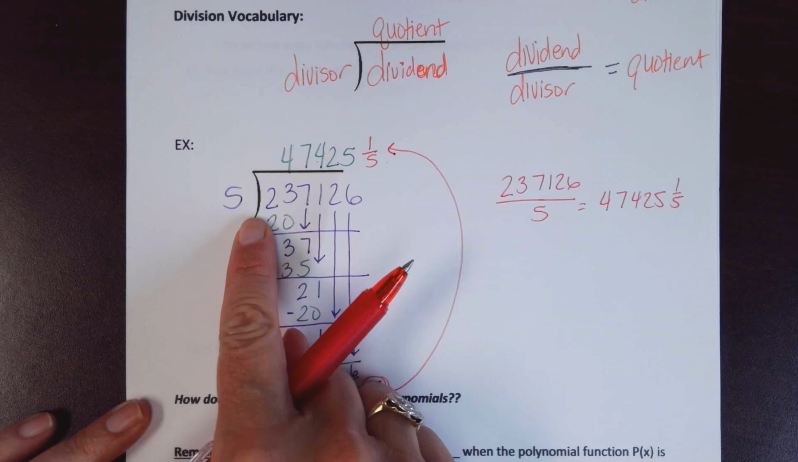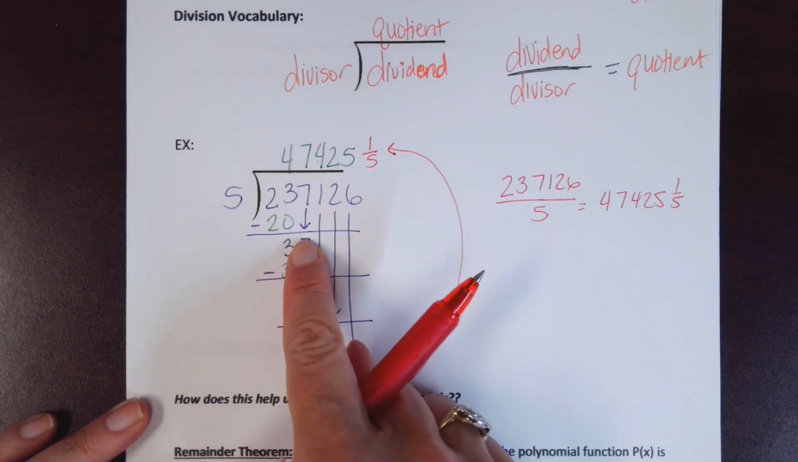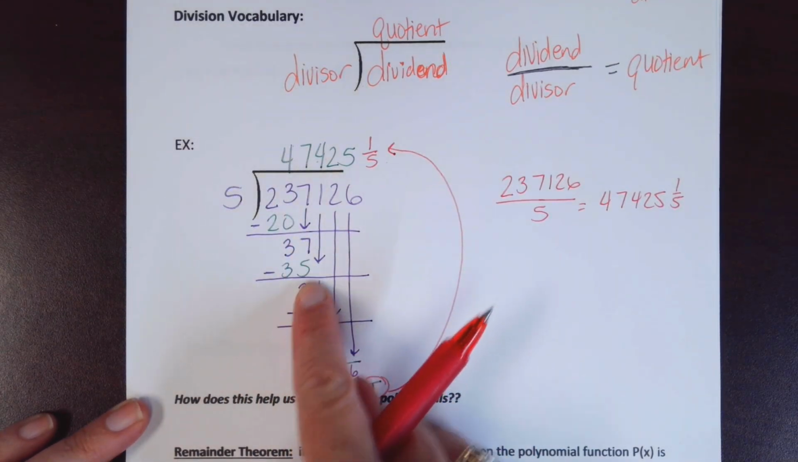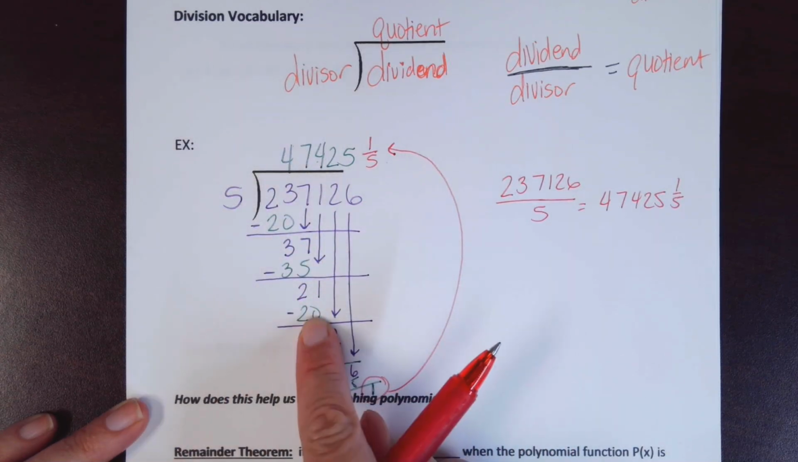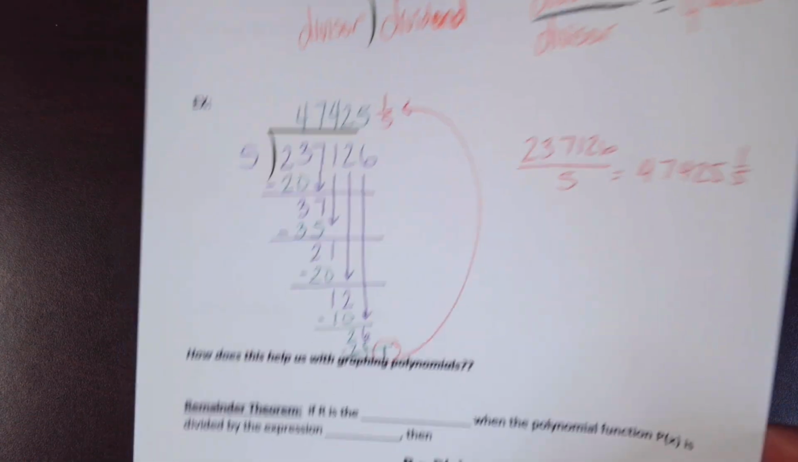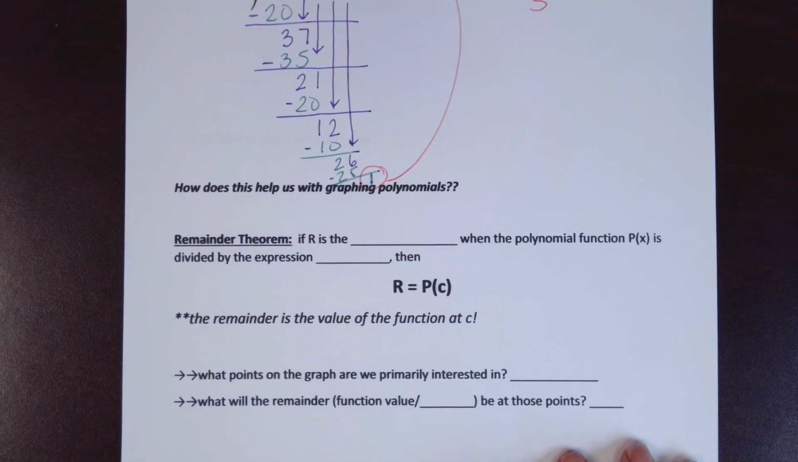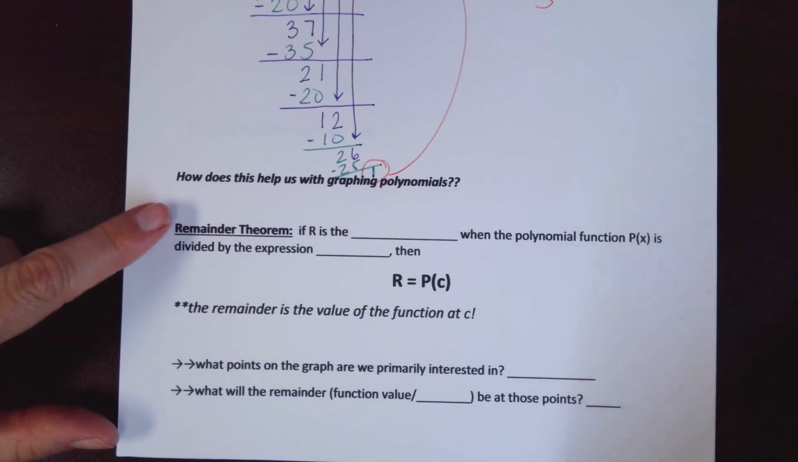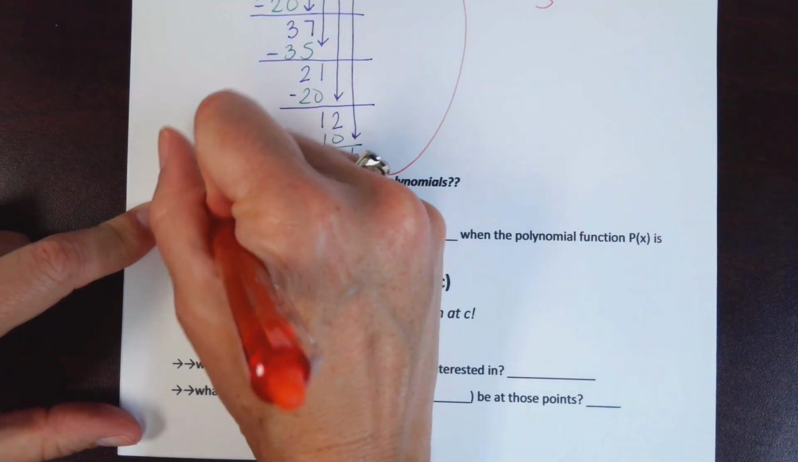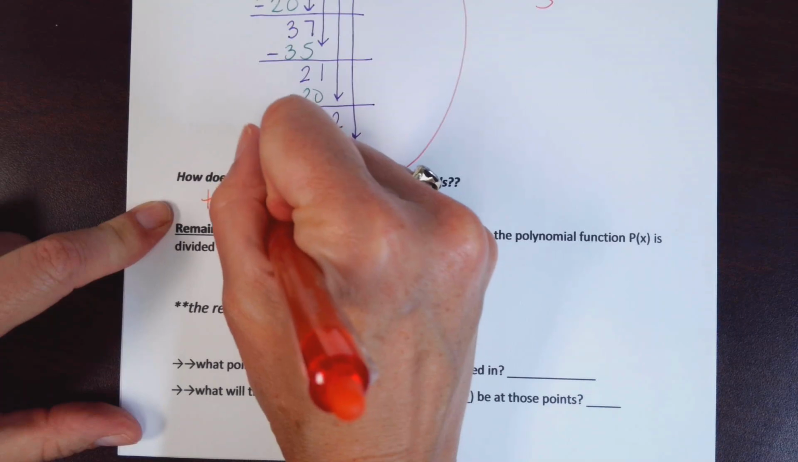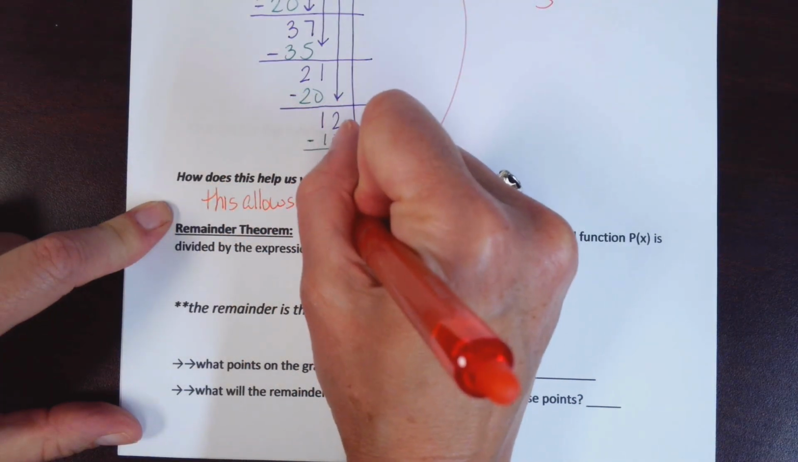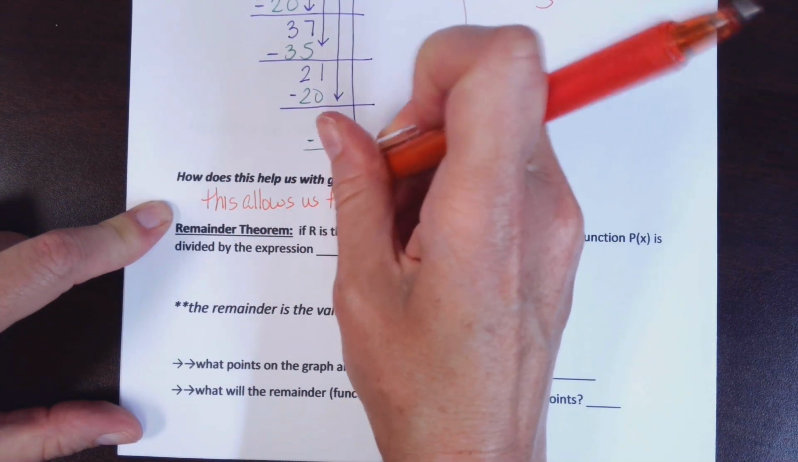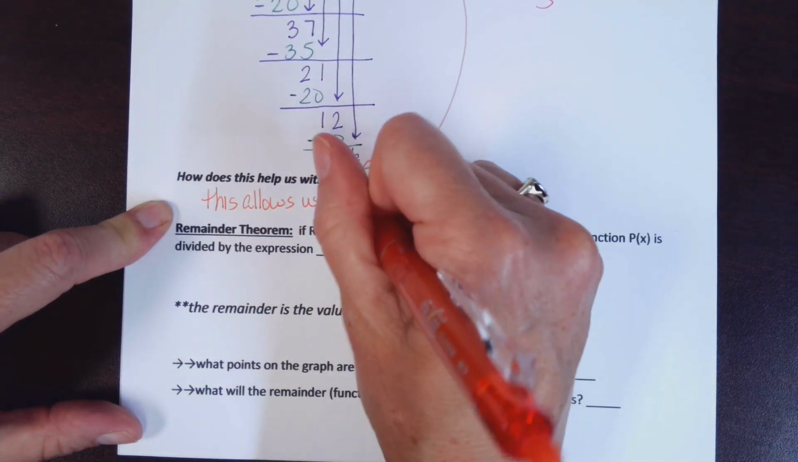We kept asking the same question, write something down, multiply, subtract, ask the question, write something down, multiply, subtract, working through the same process over and over. Well, how is this going to help us with graphing polynomials? That's the question, right? It's going to help us because this allows us to find points on the graph.